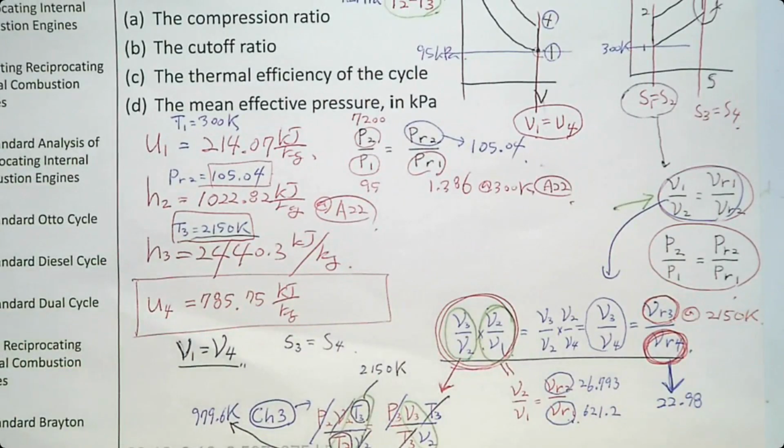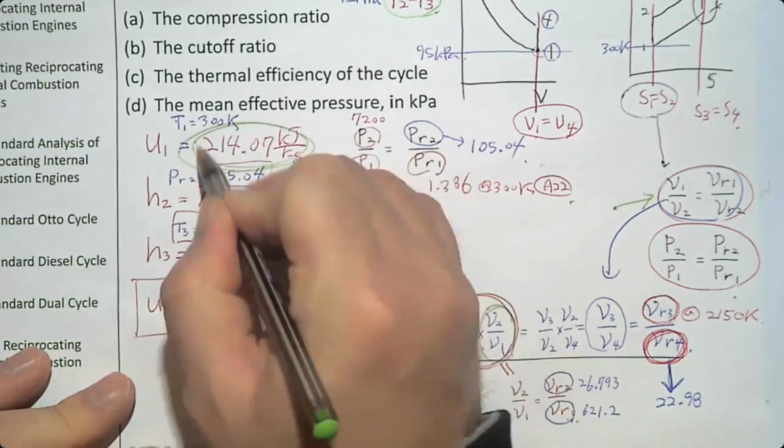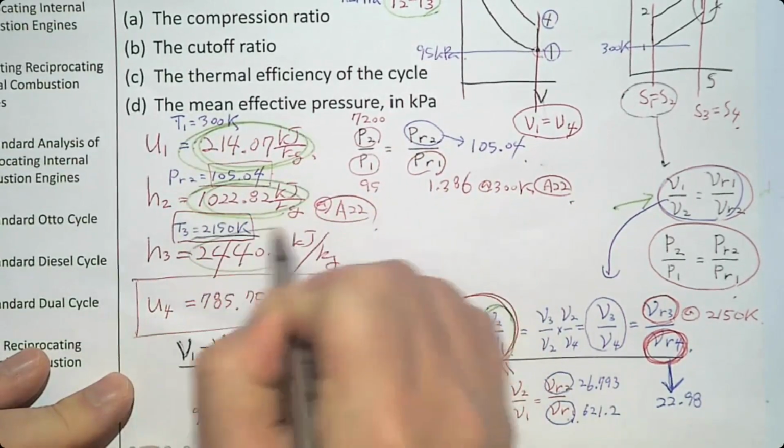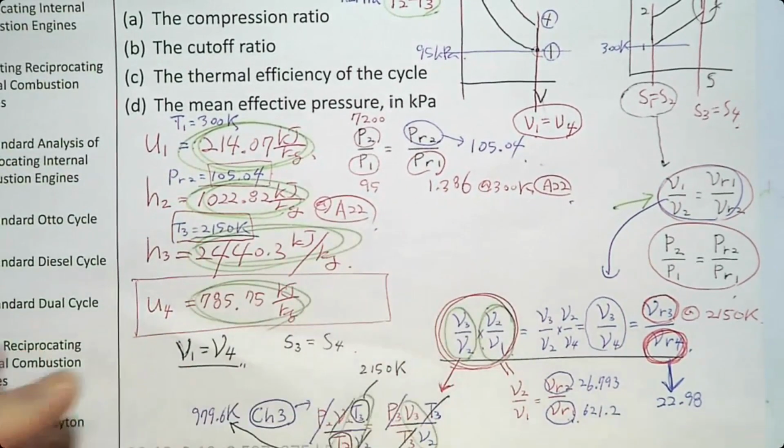H2, H3, and U4. So whenever you have a diesel cycle problem in the final exam, you need to show how you calculate U1, H2, H3, and H4, because after this, the rest of them is going to be pretty simple. Okay? So we found U1, H2, H3, and U4.